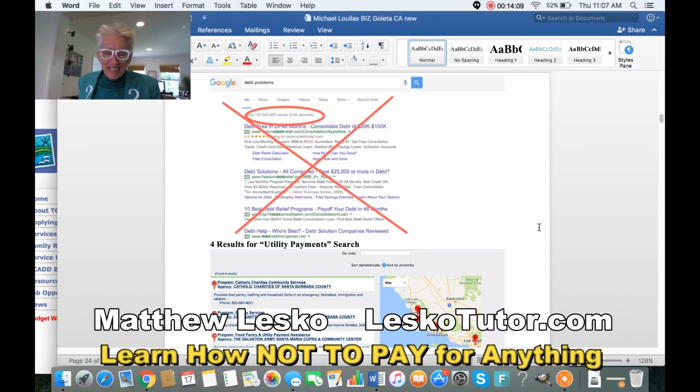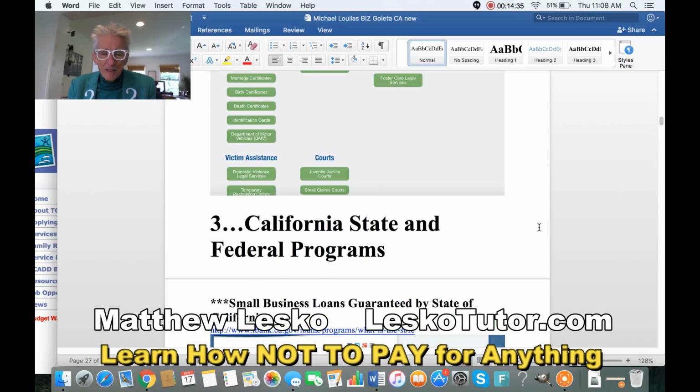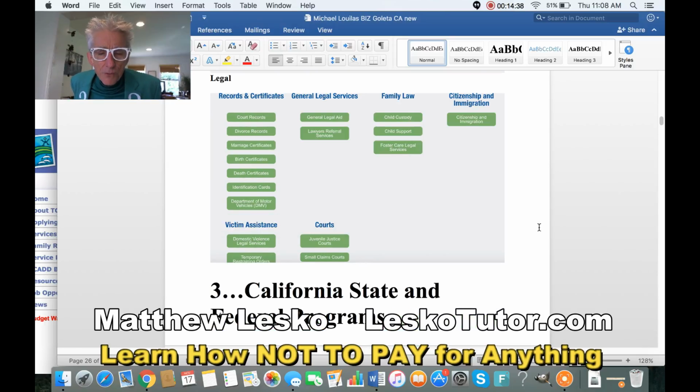That's right. You go to the 211 and put in something like utility payments. There's four places right in your small town that offer help with utility payments. And see the issues they cover there: housing issues, food issues, transportation, healthcare, mental wellness, seniors, education, finance and employment, legal assistance, substance abuse, all that kind of stuff. And just under legal alone, look at the subcategories: court records, divorce, general legal aid, child custody, child support, foster care, legal services. All those things are free. You go online, you're going to pay somebody.